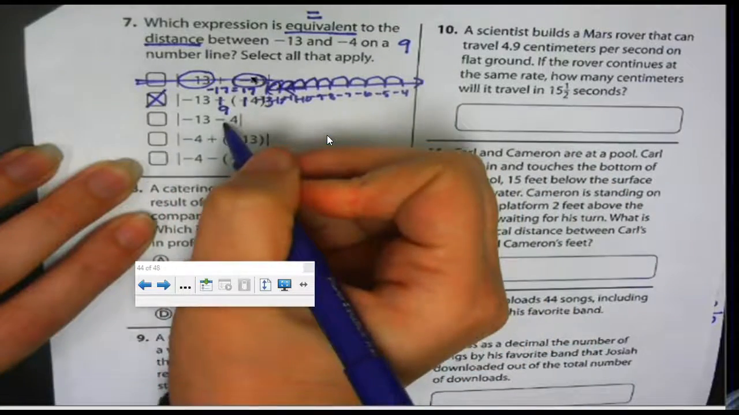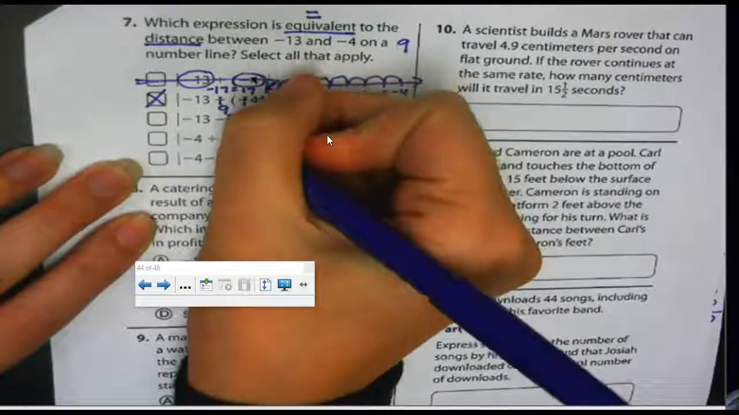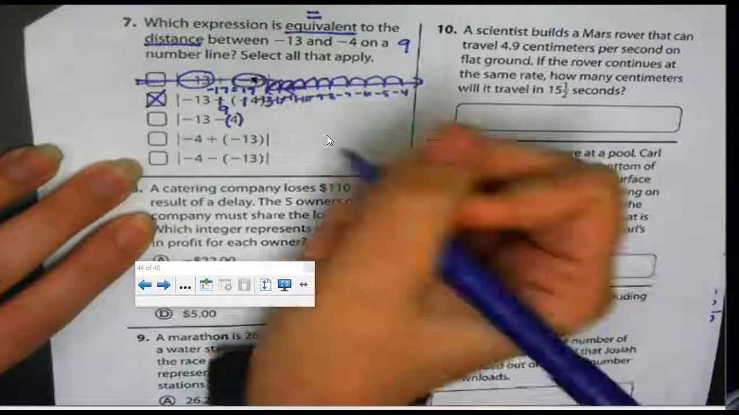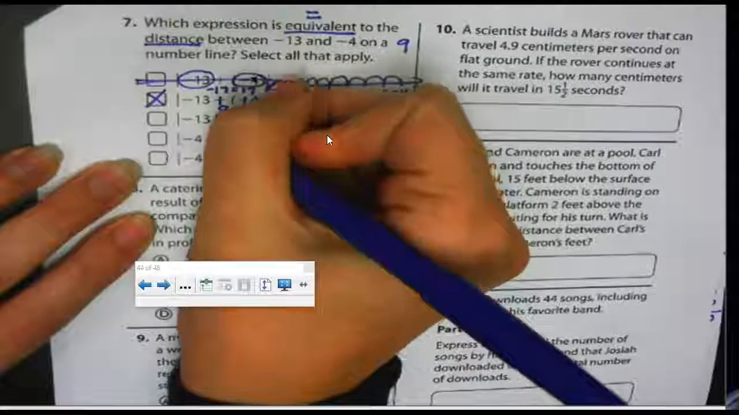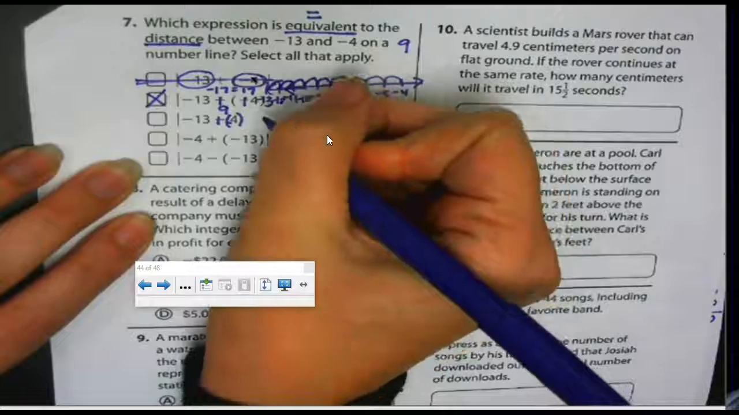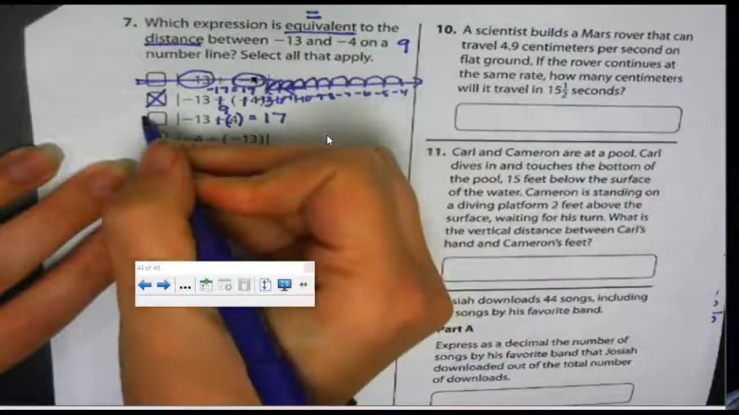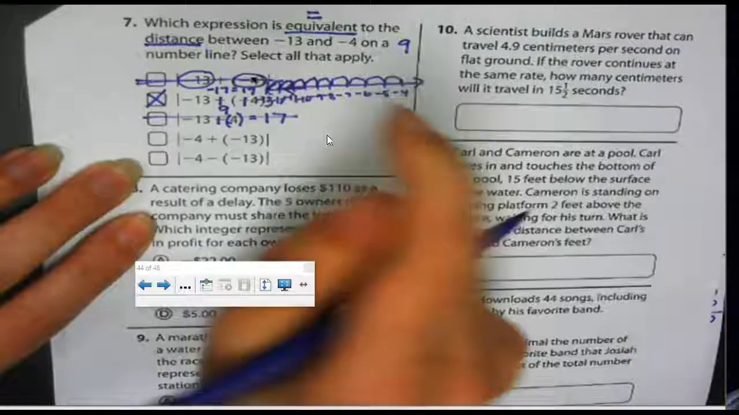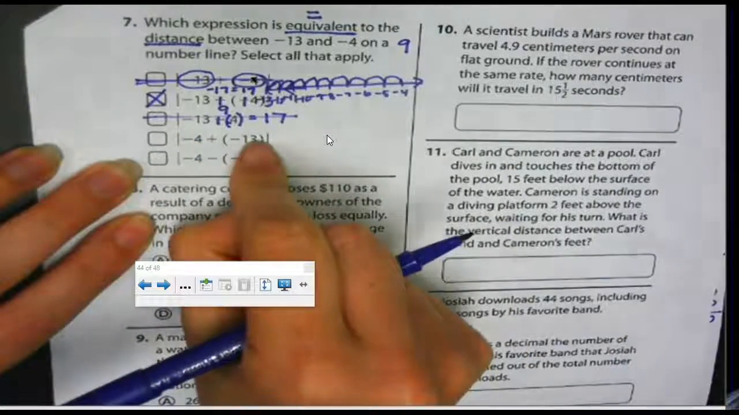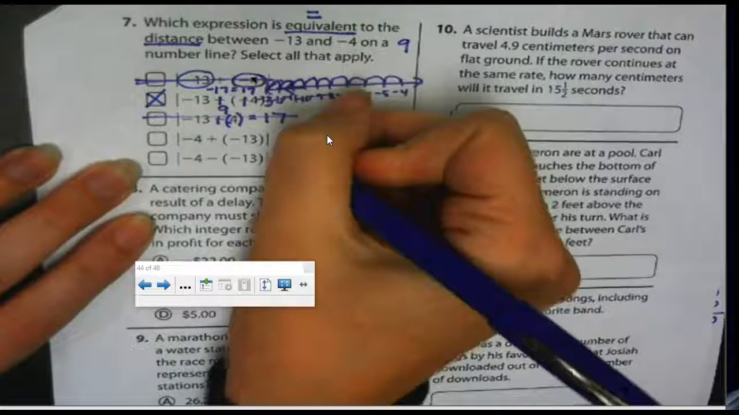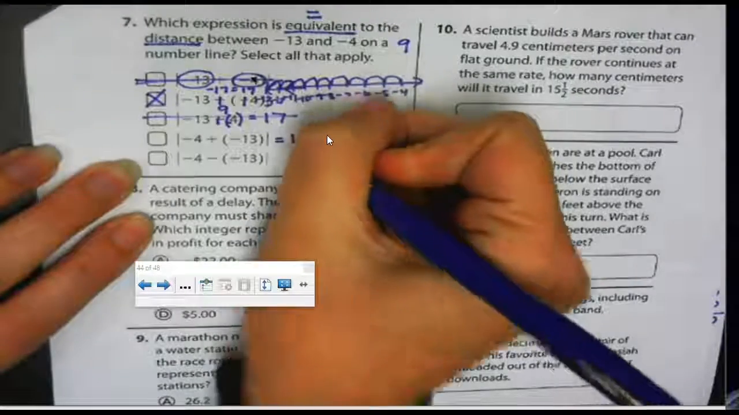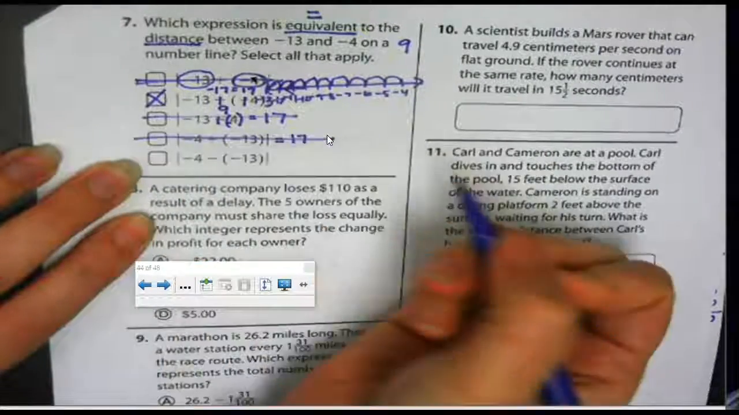This, again, I'm subtracting integers. I cannot do that. I'm going to put a parentheses around my second number so I can see. And I go negative 13 plus a negative 4. Again, that's going to be negative 17, but it's absolute value, so it would be positive 17. So that can't be the answer. I have a negative 4 and a negative 13. I would add them. I get negative 17, which ends up being a positive 17. That can't be the answer.